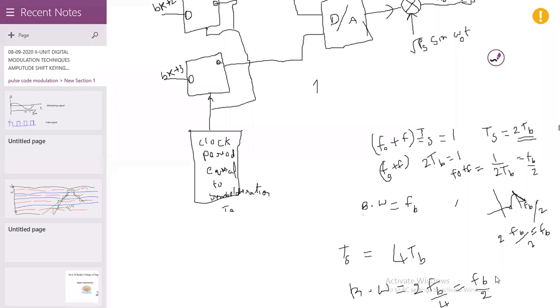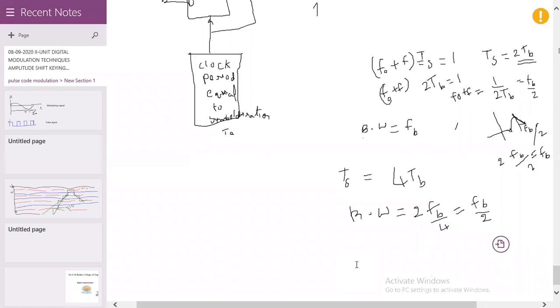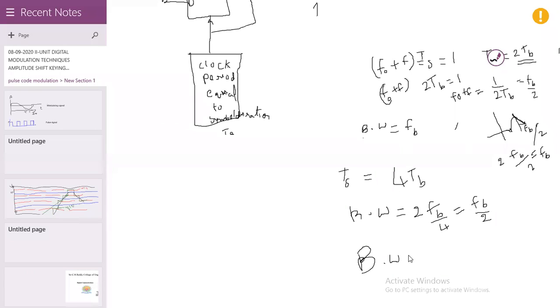Here we can generalize for M-ary QASK, where N indicates the number of bits. It can be 16 QASK, 32 QASK, 64 QASK. As the number of bits increases, the number of levels also increases. Therefore, the generalized bandwidth is 2 into FB by N.